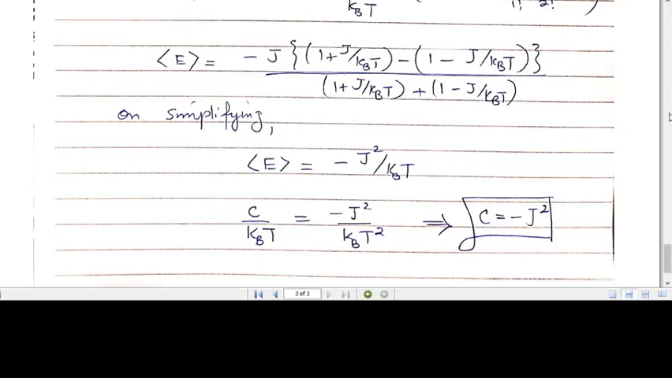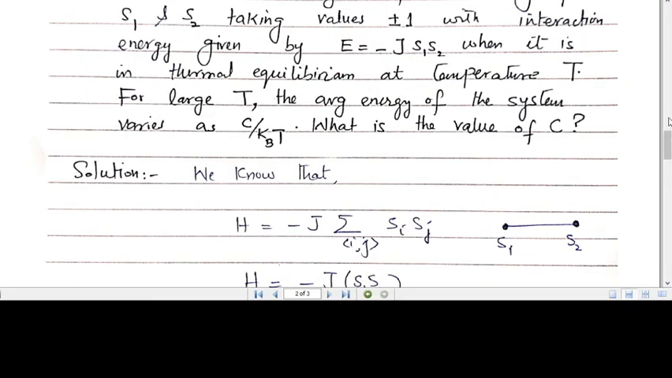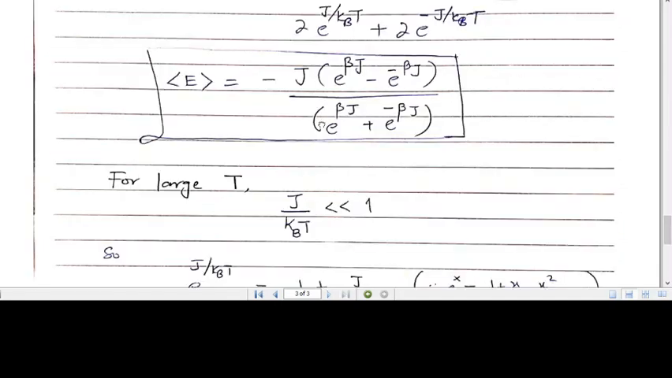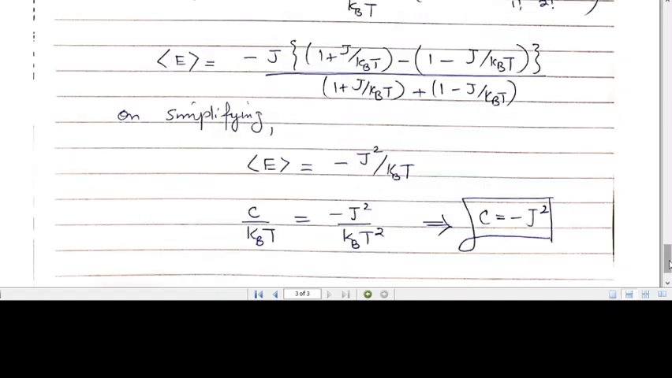As it was given in the question that the average energy of the system varies as C over kBT, we can compare this expression with our final result. So C over kBT is equal to minus J square over kBT. From this equality, we note that C is equal to minus J square. So this is the required answer.